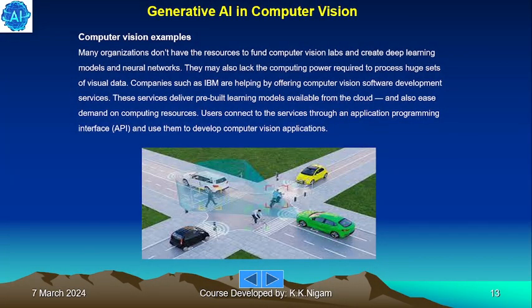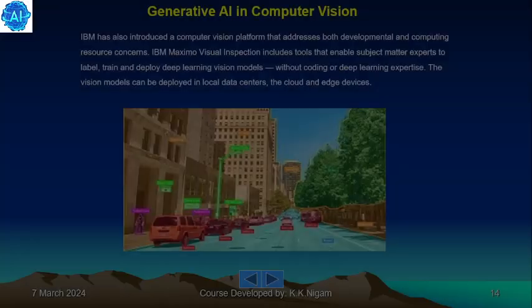Computer vision examples. Many organizations don't have the resources to fund computer vision labs and create deep learning models and neural networks. They may also lack the computing power required to process huge sets of visual data. Companies such as IBM are helping by offering computer vision software development services. These services deliver pre-built learning models available from the cloud and also ease demand on computing resources. Users connect to the services through an application programming interface and use them to develop computer vision applications.